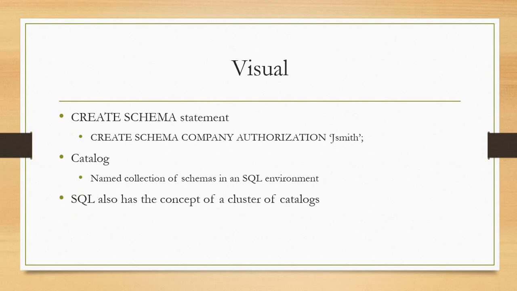So here's a visual. A create schema statement. Create schema company. That is the name of our schema, company. Authorization J. Smith. That means whoever J. Smith is the only person who has the authority to utilize the schema company.